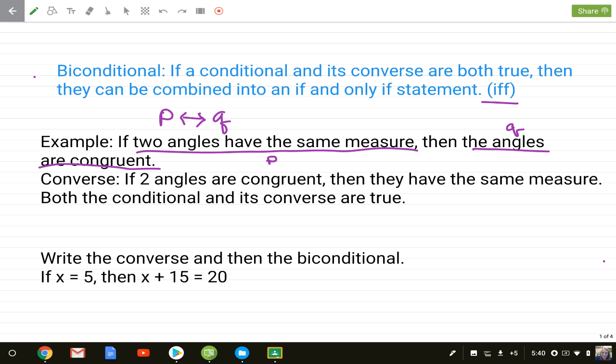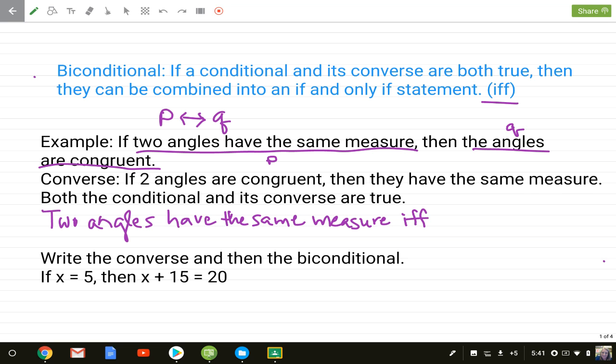I can really pick either one, but I'm going to go with the conditional, and I'm not going to write the if in front. I'm going to say two angles have the same measure, if and only if, using my shorthand with the two F's, the angles are congruent. Now notice I didn't have an if and a then. I had if and only if. That goes in the middle and not at the beginning where the if usually goes.